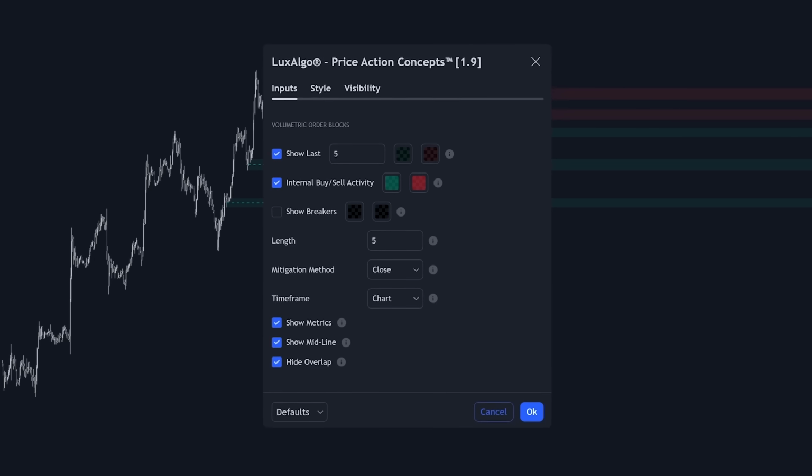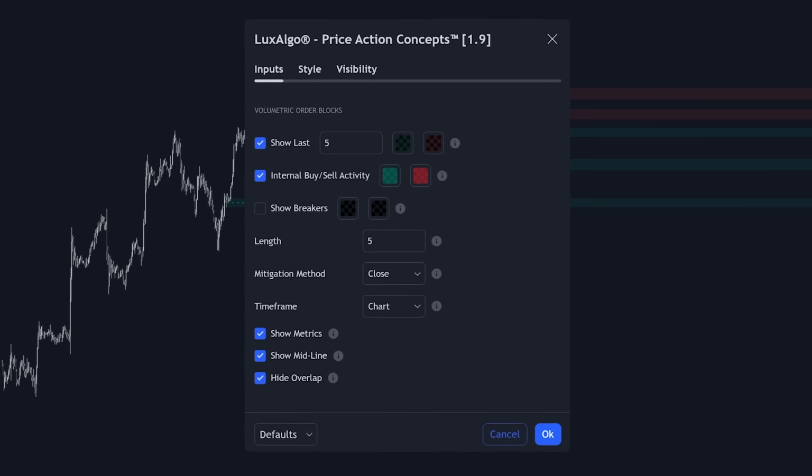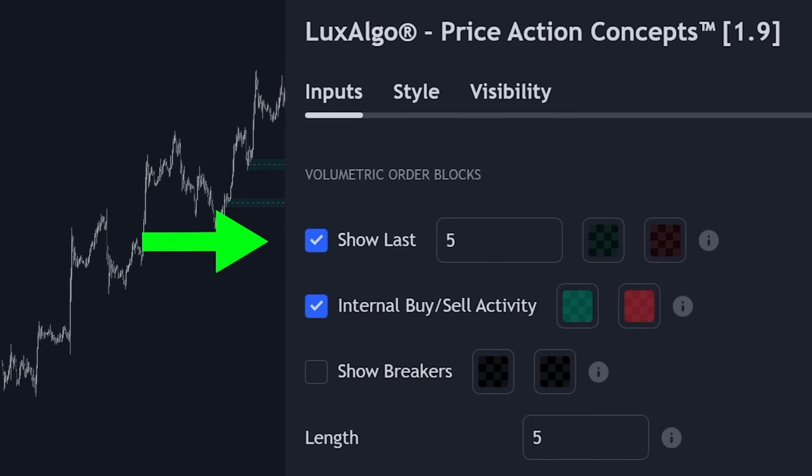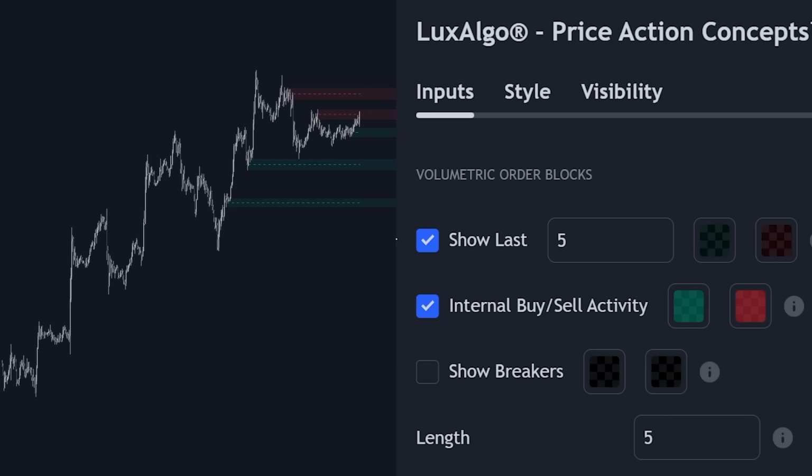First, go to the settings of the price action concepts indicator, and you'll see volumetric order blocks. We want to ensure we have the show last option enabled. This will allow order blocks to be displayed on the chart, and you can increase this number to see more order blocks or reduce it to see fewer.